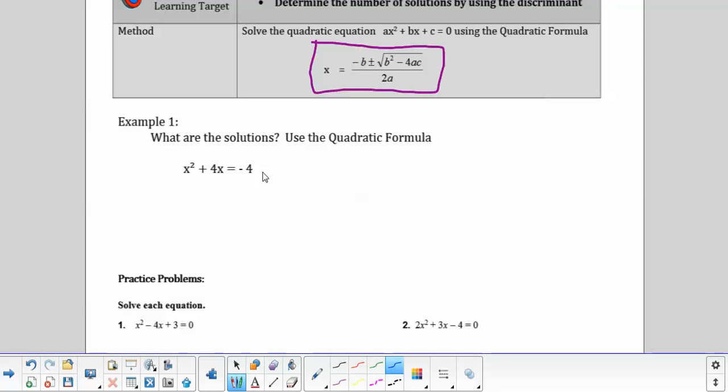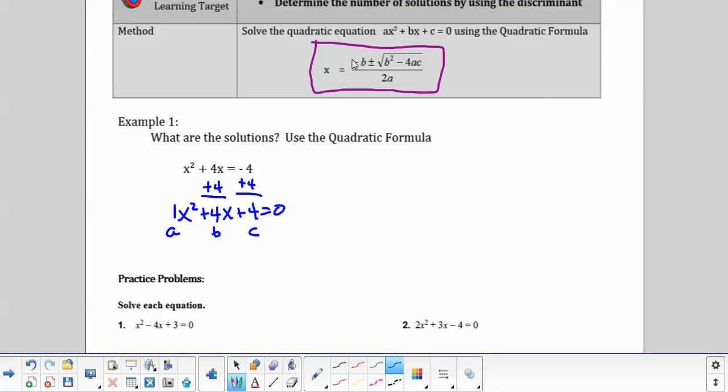In this example, I don't have one side as 0 yet, so I'm going to add 4 to both sides. And that's going to cross out this negative 4 right here. So x squared plus 4x plus 4 equals 0. There's no number in front of the x squared, so that's the same as 1x squared. So my a is 1, my b is 4, and my c is 4.